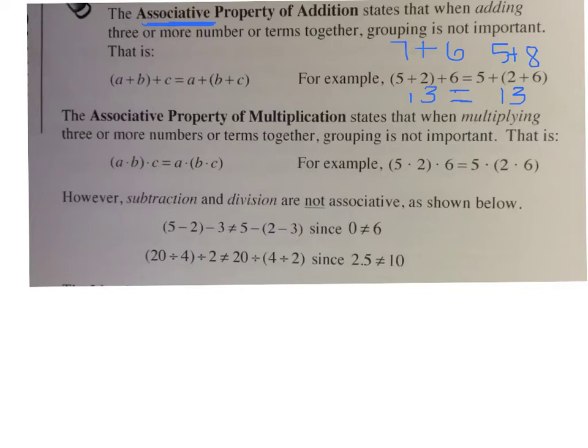All right, then we also have the associative property of multiplication. It's the same exact thing. If you look, they did 5 times 2 first, and we got 10, and then times 6 is 60. On the other side, they did 2 times 6 first, which is 12, and then times 5, which is also 60. So we got the same thing both times. They just grouped what they did first differently, but you still got the same answer.